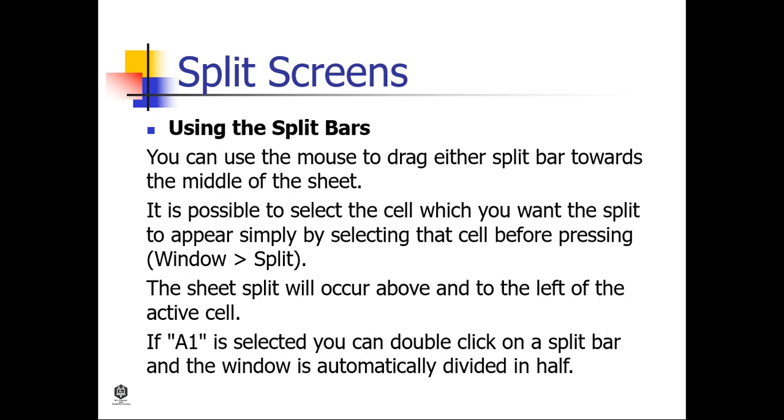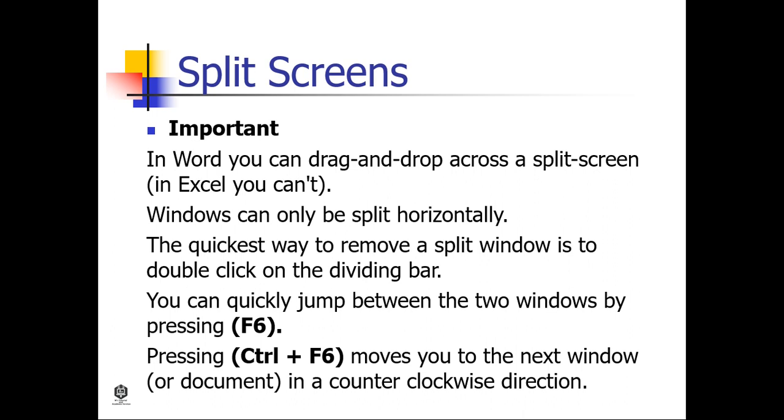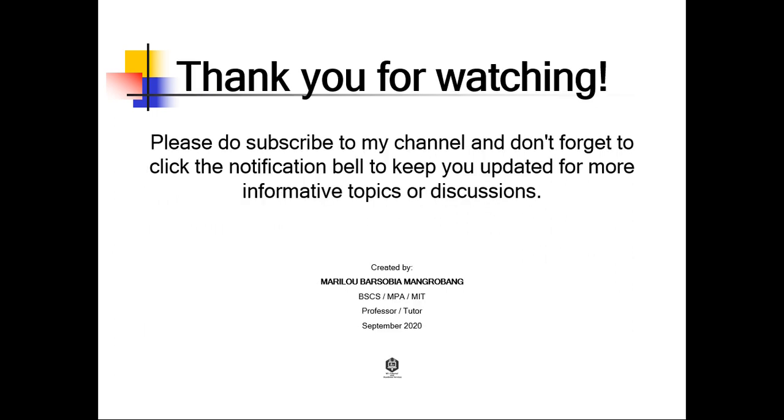If A1 is selected, you can double-click on a split bar and the window is automatically divided in half. An important reminder: in Word, you can drag and drop across a split screen. In Excel, you cannot. Windows can only be split horizontally. The quickest way to remove a split window is to double-click on the dividing bar. You can quickly jump between the two windows by pressing F6. Pressing Ctrl F6 moves you to the next window or document in a counterclockwise direction.